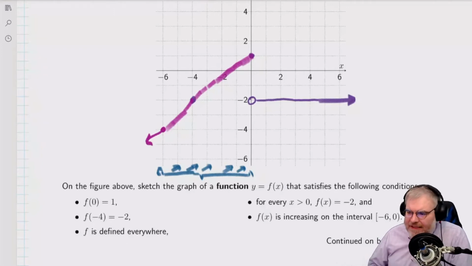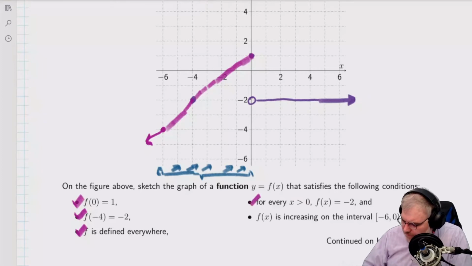And now I'll go through my conditions again to check. So f of 0 equals 1. That is true. f of negative 4 equals negative 2. That is true. f is defined everywhere. That is true. For every x greater than 0, f of x equals negative 2. That is true. f of x is increasing from negative 6 to 0. Here's negative 6. There's 0. That is true. And now I'm going to check my vertical line test.